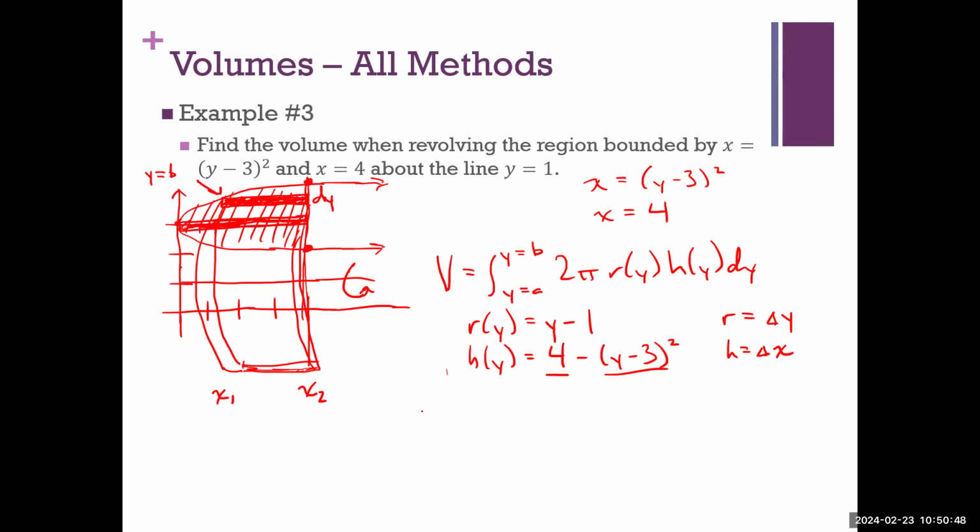The way we find that is by setting our x's equal to each other. So y minus 3 squared equals 4. If I square root both sides, what do I get? Y minus 3 equals plus or minus 2. So y equals 3 plus or minus 2, which is 1 and 5.